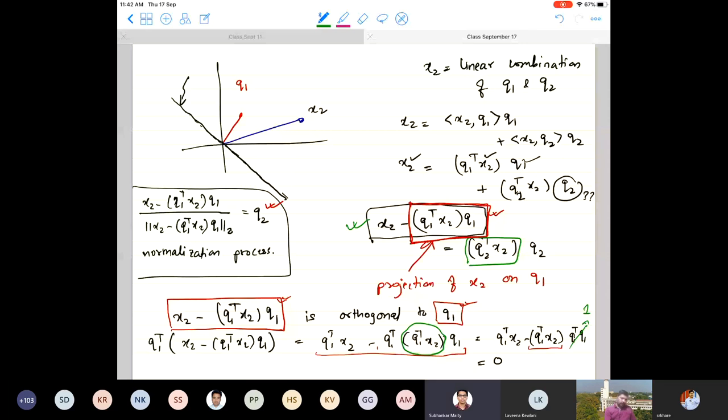So that is the vector. You are taking the negative of that, so negative of that goes here. Then you are doing x2 minus this vector, so you are completing the parallelogram basically. When you complete the parallelogram, you get this vector which is in the direction of q2, right? Now it is orthogonal. It is orthogonal, from geometry you can see, and from algebra also you can see. I hope this is clear.